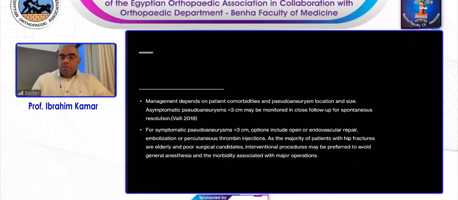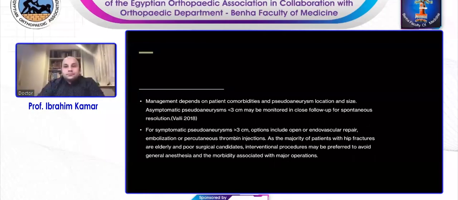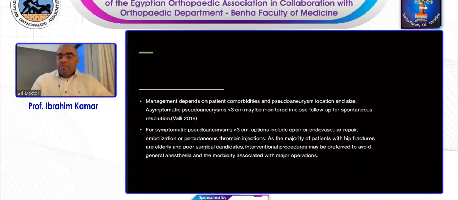Management of this complication depends on the patient's comorbidities and pseudoaneurysm location and size. If we have an asymptomatic pseudoaneurysm less than 3 centimeters in diameter, it may be monitored in close follow-up for spontaneous resolution, as per Valley in 2018. For a large symptomatic pseudoaneurysm larger than 3 centimeters in diameter, options include open or endovascular repair, embolization, or percutaneous thrombin injections. The majority of patients with hip fractures are elderly and poor surgical candidates. Interventional procedures may be preferred to avoid general anesthesia and the morbidity associated with major operations.